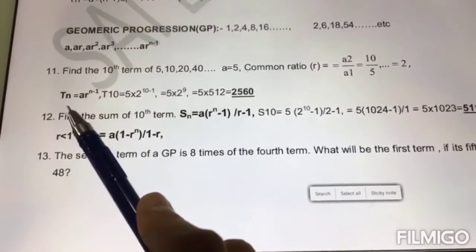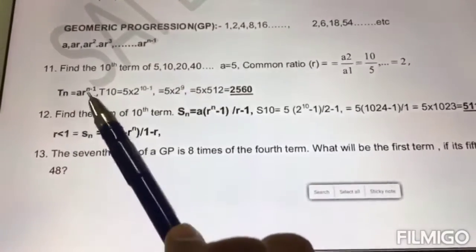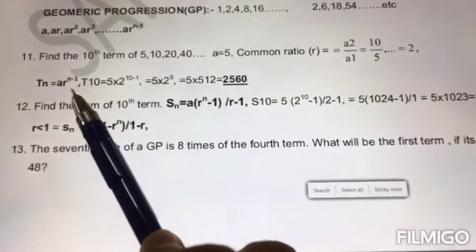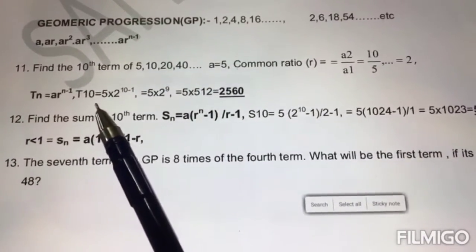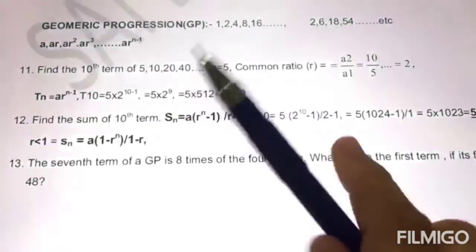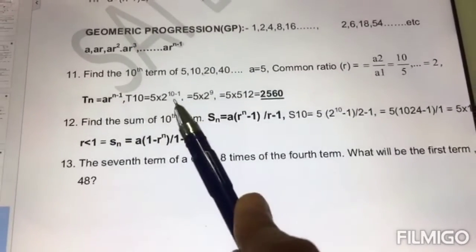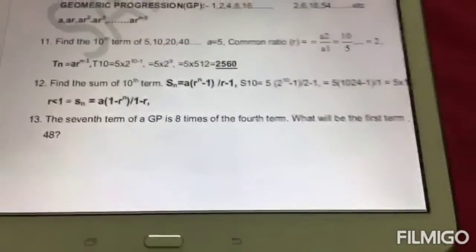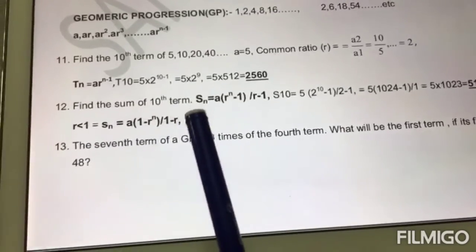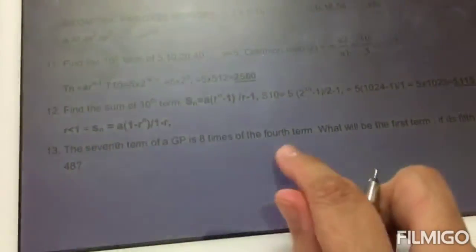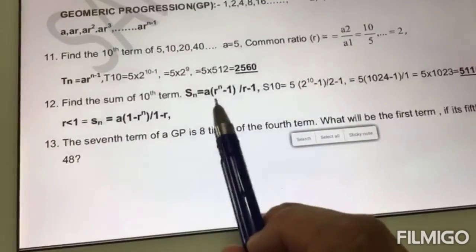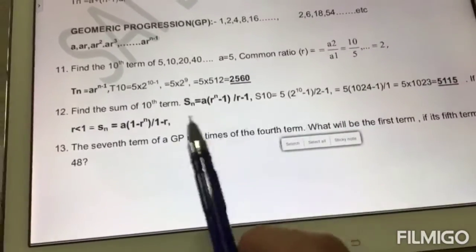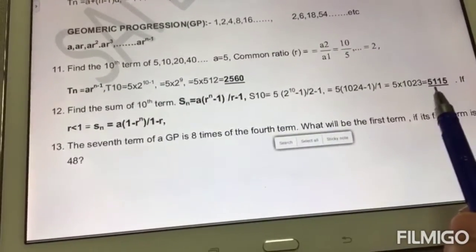So the formula to calculate the nth term is equal to A, which is the first term, into R, which is the common ratio, which you have to calculate, raised to n minus 1. So T10 is equal to 5 into 2, which is the common ratio here, raised to 10 minus 1, which is 9. You'll get this answer, 2560. Alright, number 12. Find the sum of the nth term from this series. So the formula is Sn equals A, open brackets, R raised to n minus 1, divided by R minus 1. Substitute all the numbers and you'll get 5115.